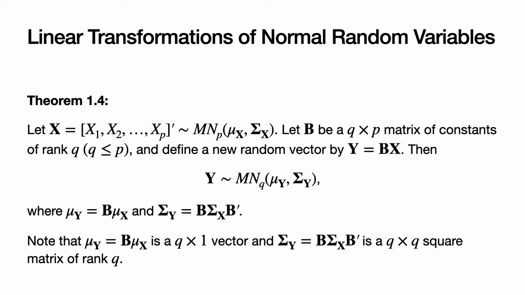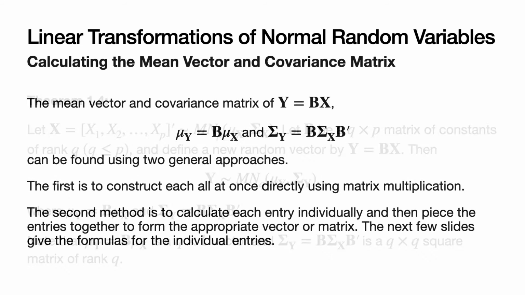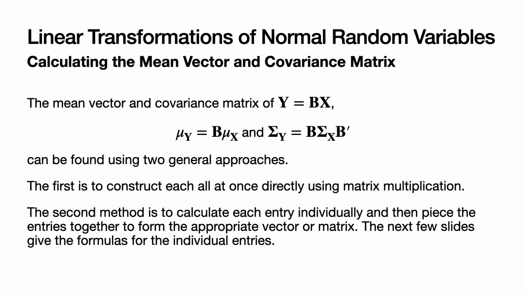Now note that the mean vector of y is a Q by 1 vector, and the covariance matrix of y is a Q by Q square matrix of rank P. Now the mean vector and the covariance matrix of this new random vector y can be found using two general approaches.